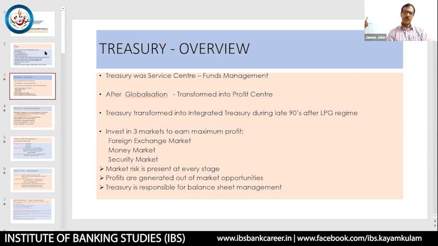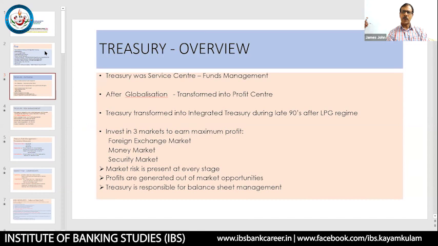This all we have discussed in the morning: foreign exchange market, money market, and security market. Now here we are discussing the risk. Market risk is present everywhere because treasury operates in the market. The major profit of the treasury operations derives out of the market fluctuations. That means they buy a security or a foreign exchange and they sell it at a higher rate.